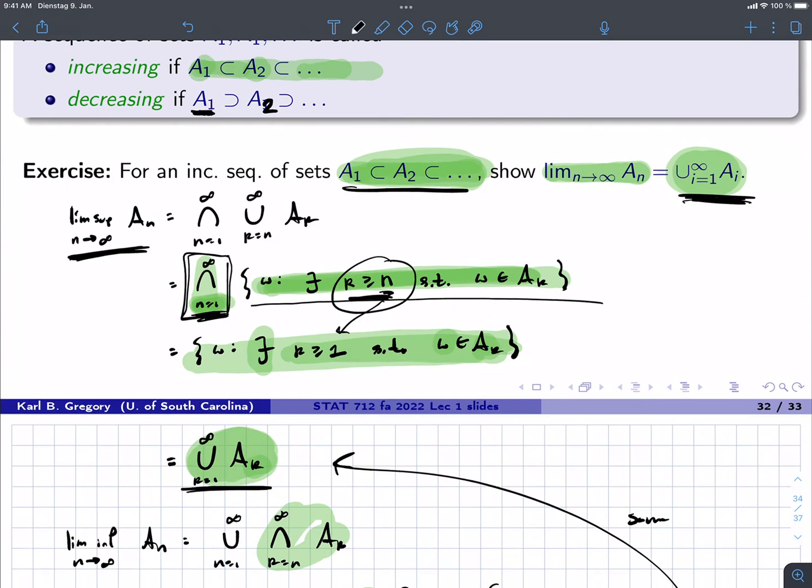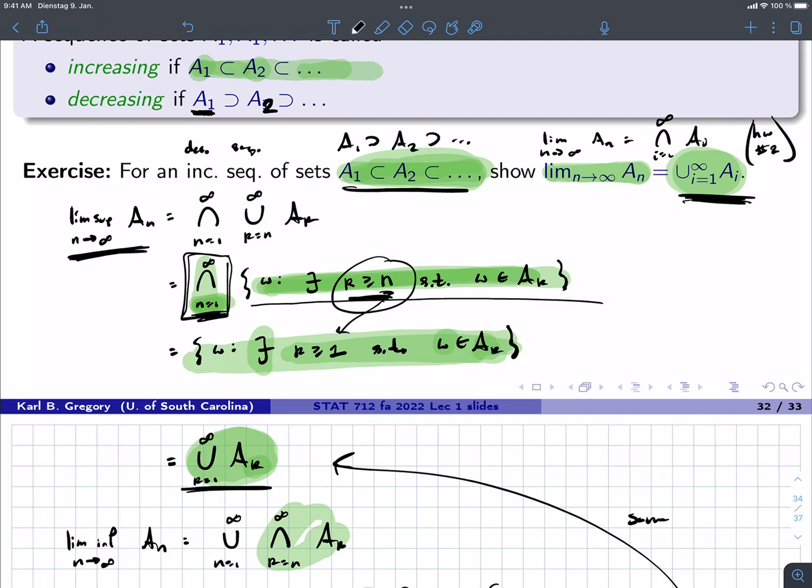Okay, similarly, you can show that for a decreasing sequence of sets, if I have A1, which contains A2, which contains A3, and so on, you can show that this limit is the intersection of all of those. This will be on your homework number 2. I think I put it on your homework number 2. Okay, and you can use similar arguments.